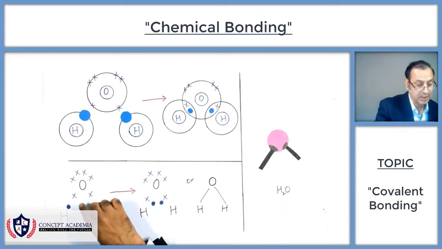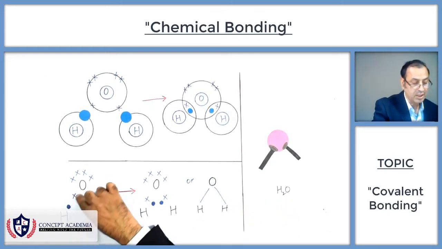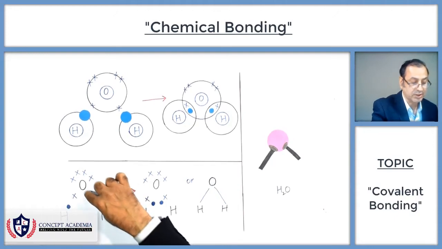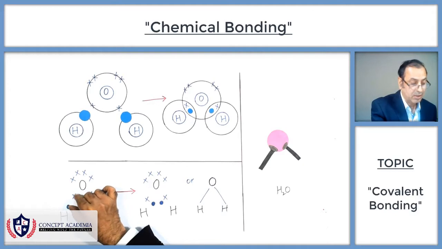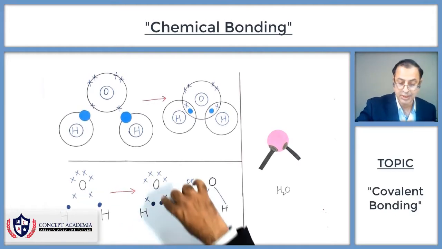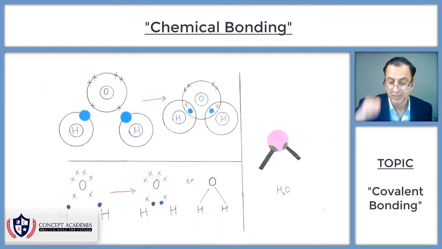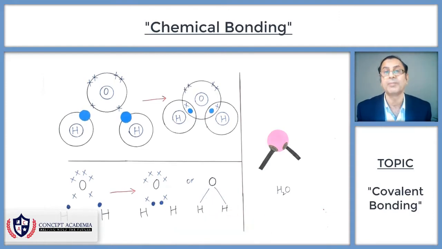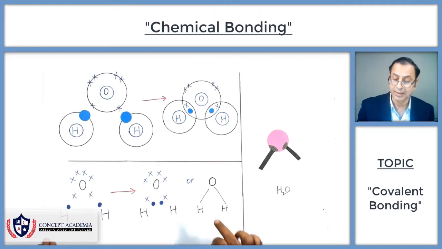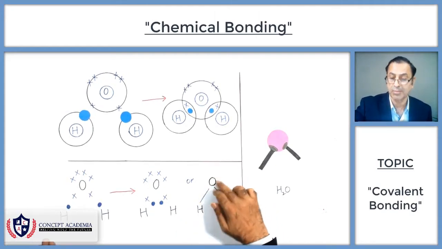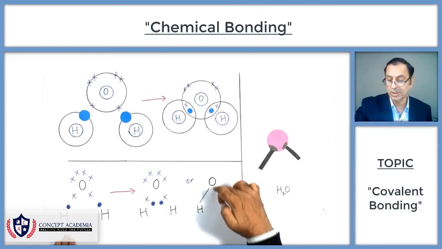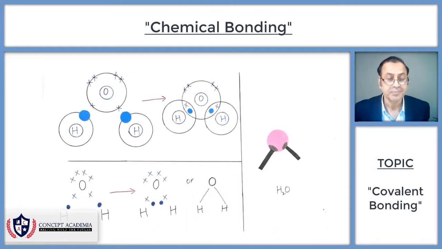And we can show it this way. There is one shared pair of electrons, there is 1 more shared pair of electrons. So there is a single covalent bond between oxygen and hydrogen. There is 1 more single covalent bond between hydrogen and oxygen. A single covalent bond is shown by 1 bold line. So a single bold line is a single covalent bond between oxygen and hydrogen, oxygen and hydrogen.